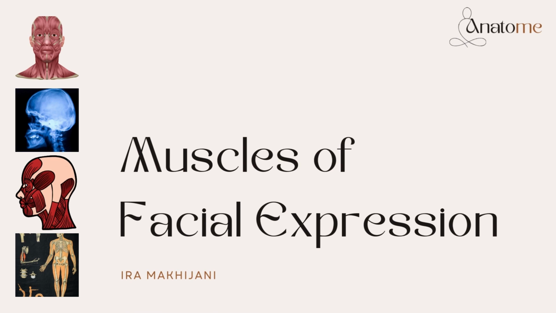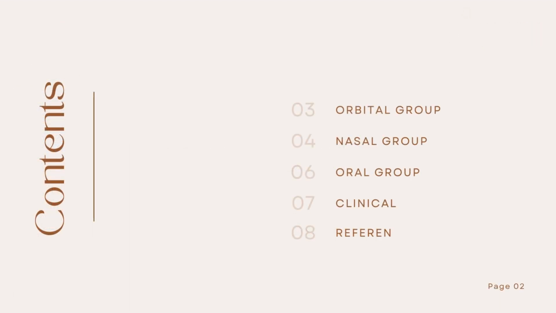Hello, in this video we're going to be talking about the muscles of facial expression. Just with regards to the embryological origin, they all develop from the second pharyngeal arch, and hence they are all innervated by the facial nerve and specific branches of the facial nerve. So in this video, we're going to be focusing on the three groups of muscles: the orbital group, the nasal group, and the oral group, then talking about the clinical relevance, and then finally finishing with the references.